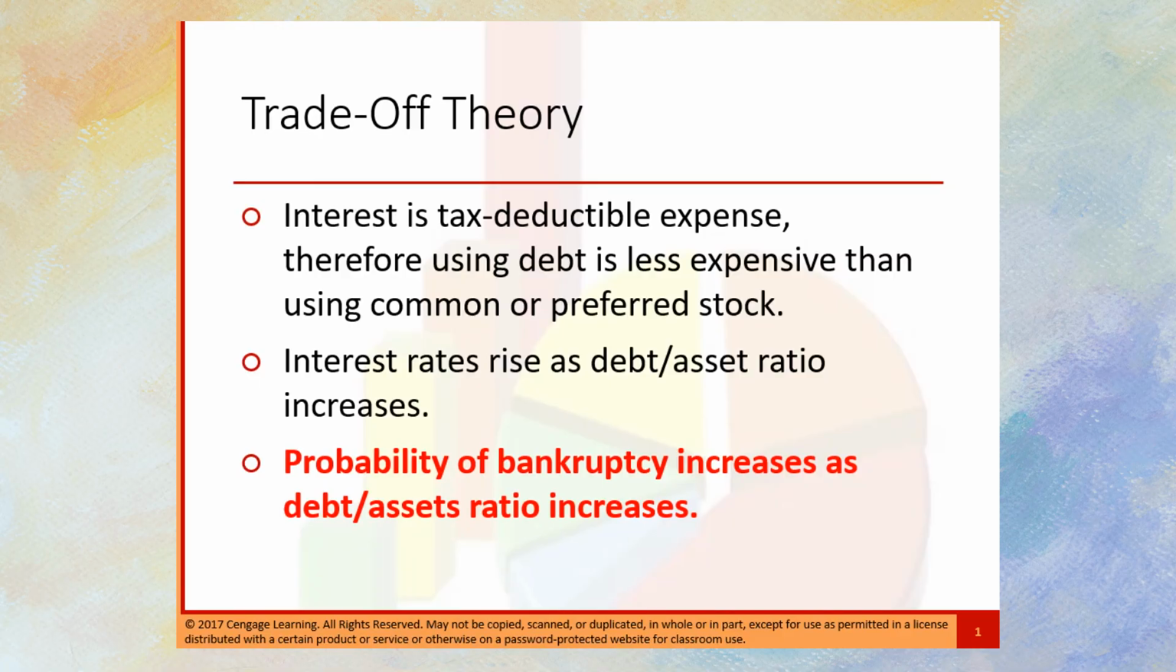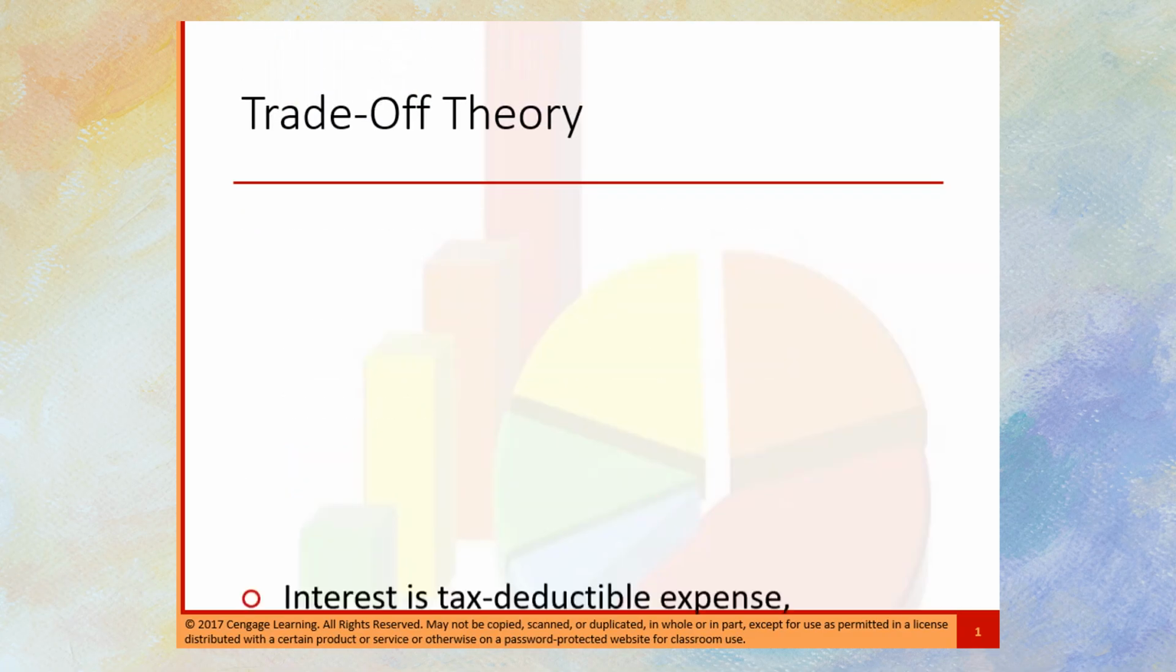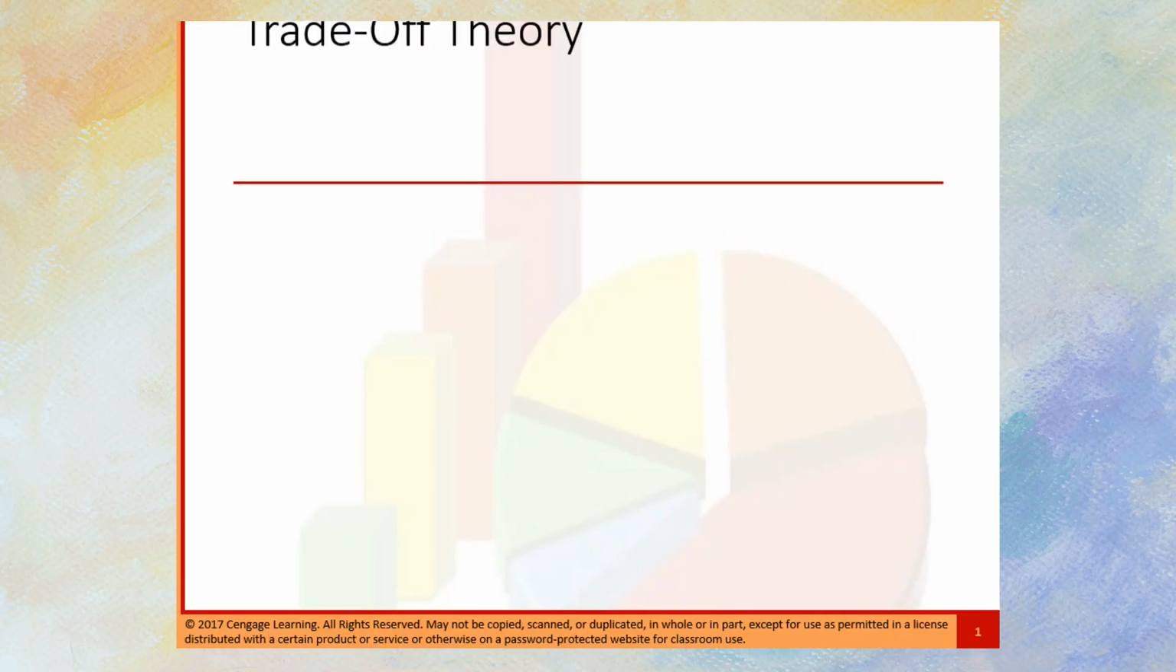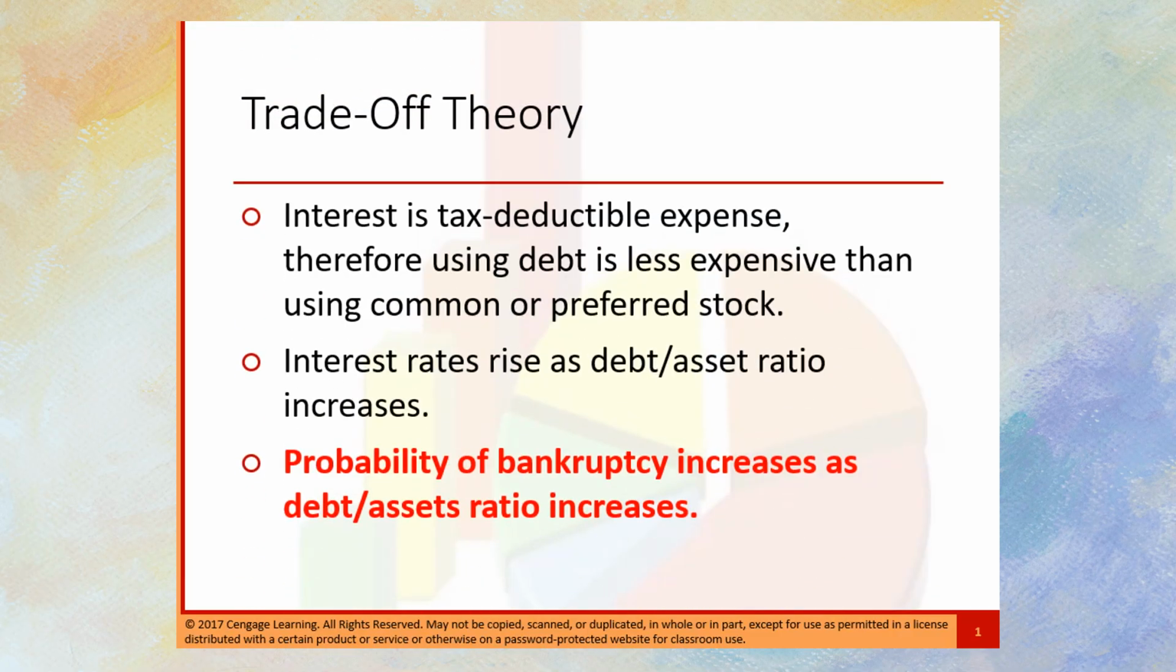According to the trade-off theory, debt has both benefits and costs. On the benefit side, interest is tax deductible. This is a major plus. But as debt increases, interest rates rise, and so does the risk of financial distress. So the theory says this: use debt, but only to the point where the tax savings are still greater than the cost of potential bankruptcy.